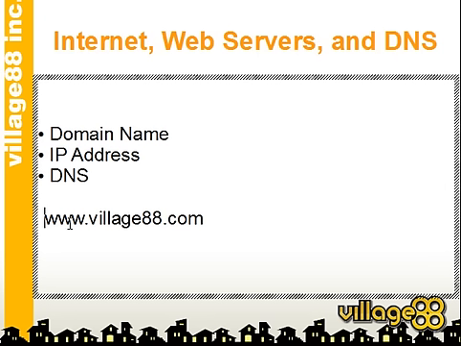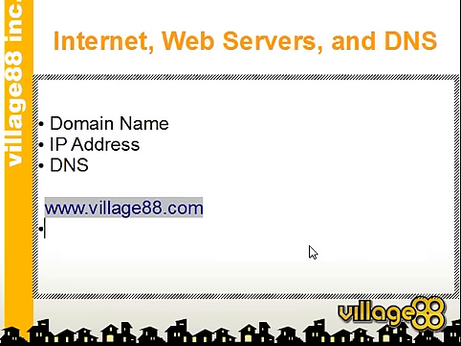So it matches the domain name, and it finds out what the IP address of that site is, for example. Let's say village88 has an IP address of 193.50.25.53.1. I just made that up. And this is basically the address that locates exactly where that computer that hosts information for village88 is, and then it sends you to this computer.